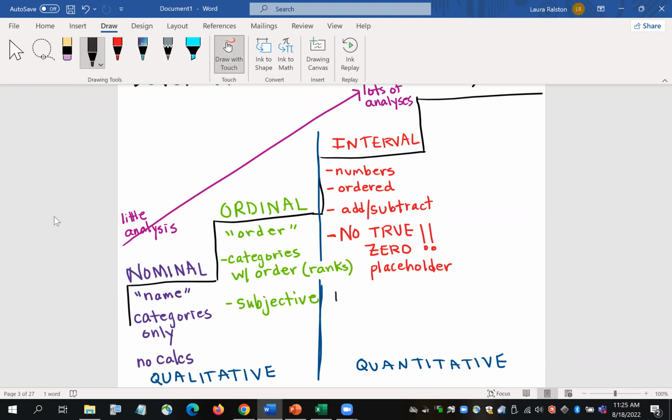So examples of interval are things like years, which is sort of like time. You know, I can tell you that this year is 2022. My daughter was born in 2007. I was born in 1968.